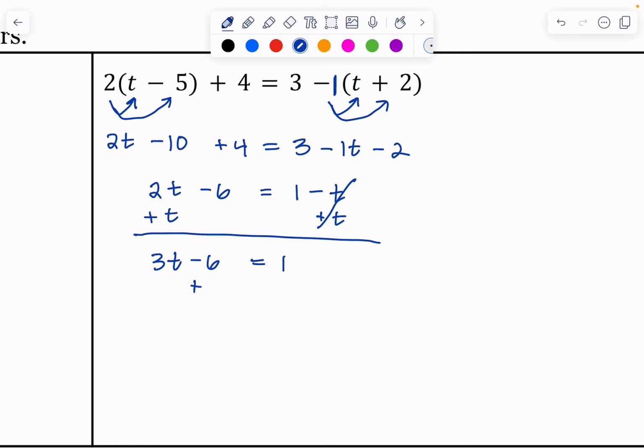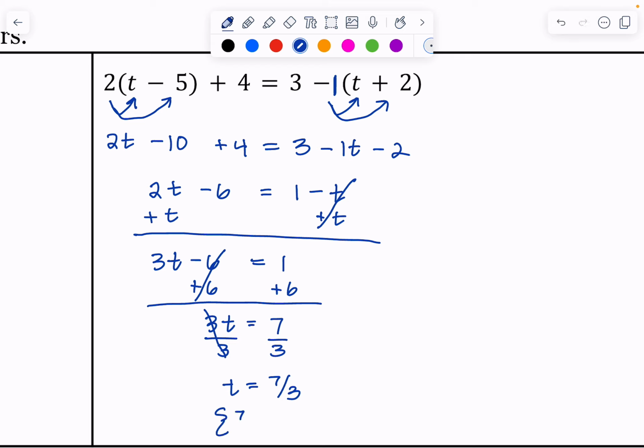I'm going to use the addition property of equality and add 6 to both sides. And I've got 3t equals 7. I'm going to divide by 3 on both sides. And I've got t equals 7/3. And again, online, it's probably going to be written like a set in brackets.